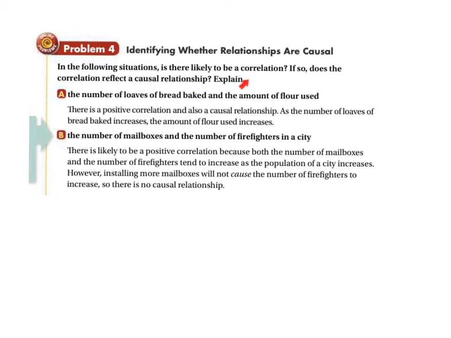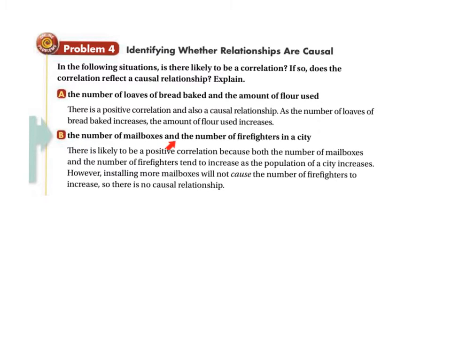All right, so anyway, in the following situation, is there likely to be a correlation? If so, does the correlation reflect a causal relationship? The number of loaves of bread baked and the amount of flour used. Obviously, going to be a positive correlation. You're going to use more flour when you bake more loaves of bread. Is it causal? Well, yeah, because you use more flour when you bake more bread. It causes it to happen.